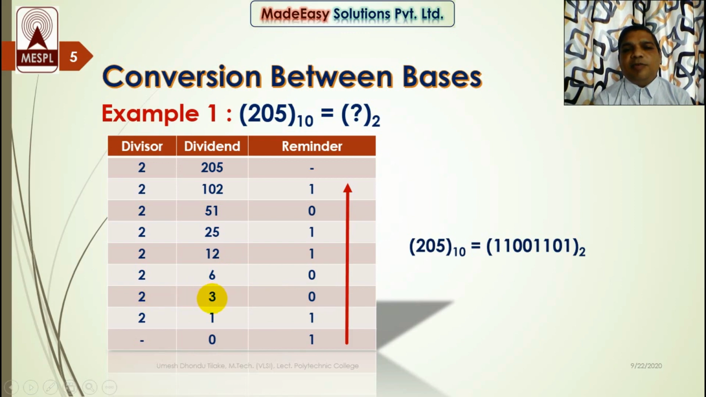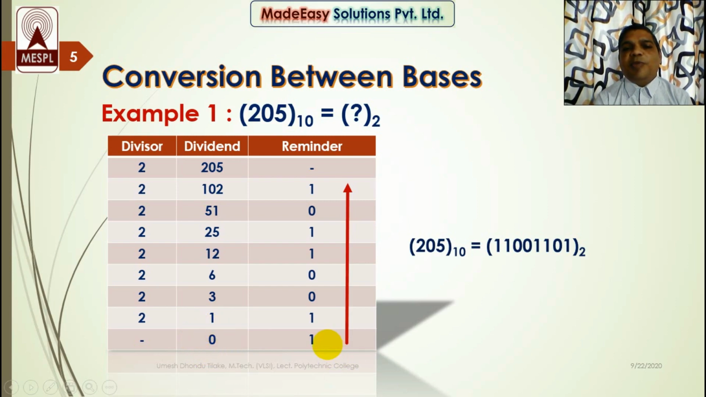Now divide this 3 by 2 again. So 2 1s are 2. 3 subtracted by 2 we get 1 as a remainder and 1 as a quotient. Now 1 is less than 2, so it cannot be divided. So we got 0 as a quotient over here. So 0 as a quotient and 2 0s are 0. So 1 subtracted by 0 we get 1 as a remainder over here and 0 as a quotient. So stop here because we have got 0 as a quotient.